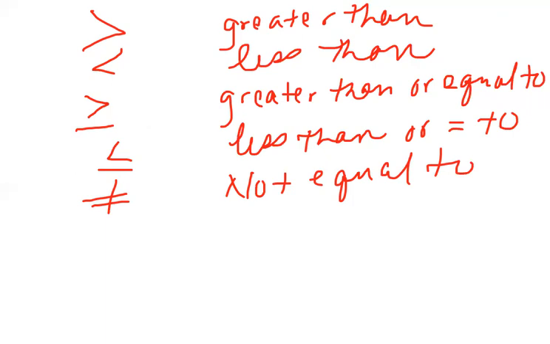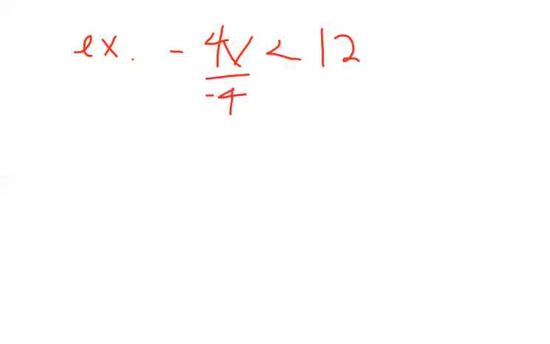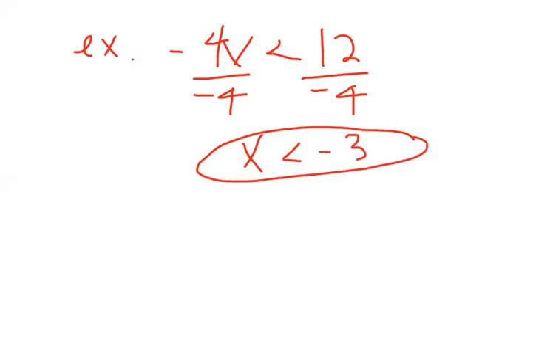So that's the question I had posed earlier: why do we need to reverse the inequality symbol? I am going to give you this example right here. Negative 4x is less than 12. Let's say we forgot to reverse the inequality symbol, and we end up with x is less than negative 3 as the solution. If it is a solution, this means any value less than negative 3 will make the original problem true. So we're going to test out this theory.